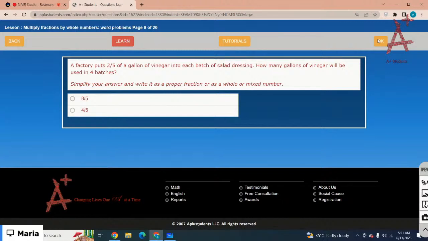It would be 8 over 5. The correct option is 8 over 5.